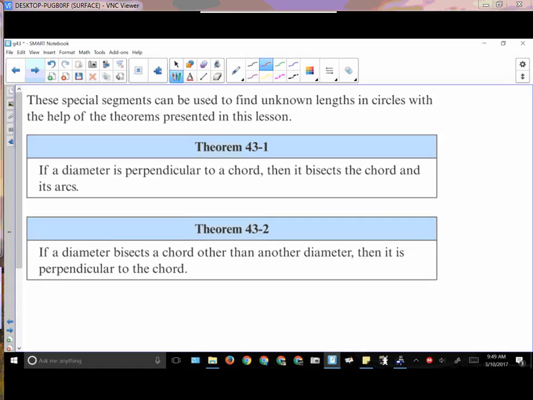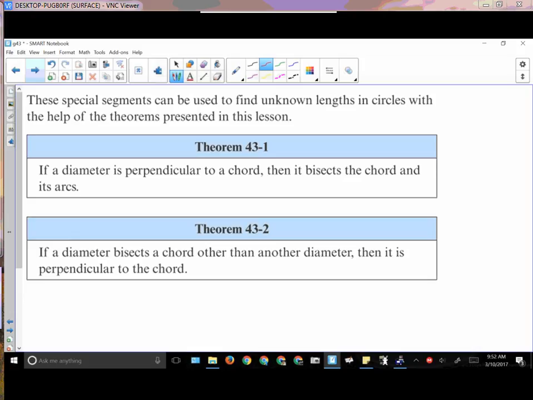So I'm going to give you a few moments here, and I want you to put these two theorems into your notes. So when I take a look at a diameter being perpendicular to a chord, if I have this situation, I know that it's going to bisect the chord and the arc. So if I have that situation, then I know that. It's an if-then idea again.